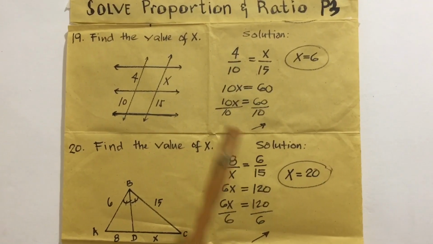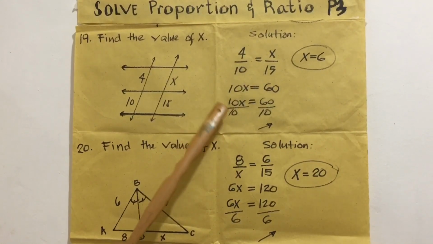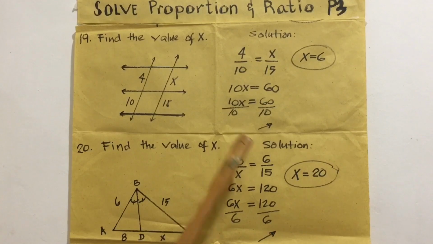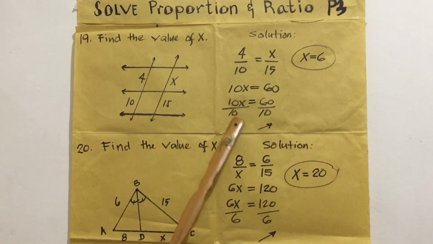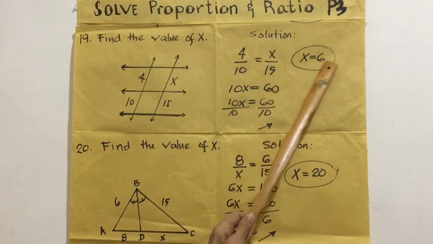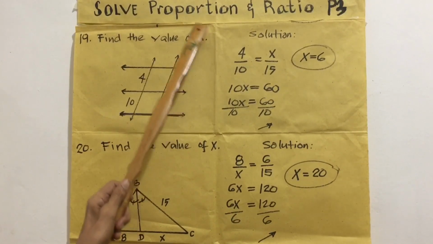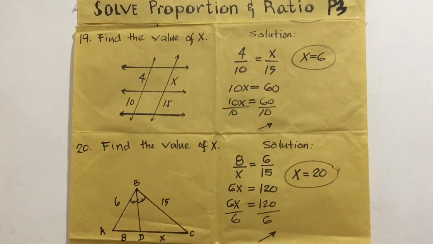And after that, we're going to eliminate the numerical coefficient of x by dividing by 10 both sides of the equation. And 10 divided by 10 equals 1 times x equals x, and 60 divided by 10 equals 6. So therefore, the value now of x is equal to 6.